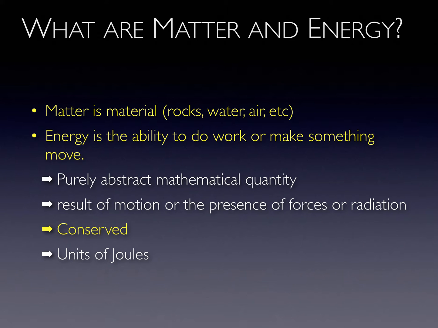Energy is a measure of the ability of an object or system to make something else move. It is a purely abstract quantity that is of interest because it is a conserved quantity. That is, if no energy is allowed to enter or leave a system, that system will always have the same amount of energy. However, that energy may transform to different types of energy over time. The unit of energy is the joule.